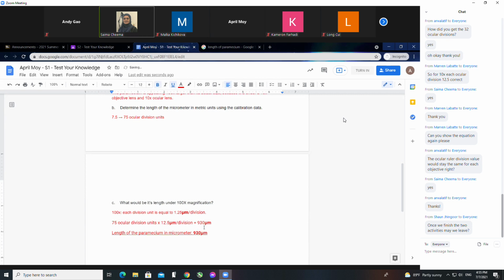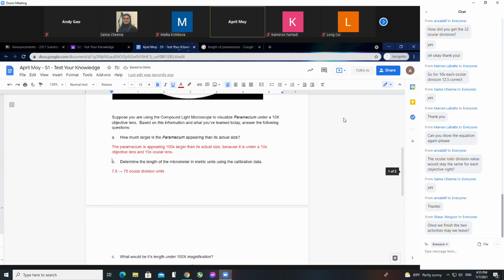90. Then in terms of B, what were you looking for? I think it should say microbe, not micrometer. That's the error I want to correct. So it shouldn't say determine the length of the micrometer. It should say determine the length of the microbe, which is the paramecium.